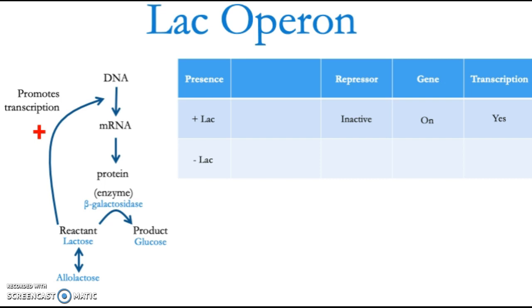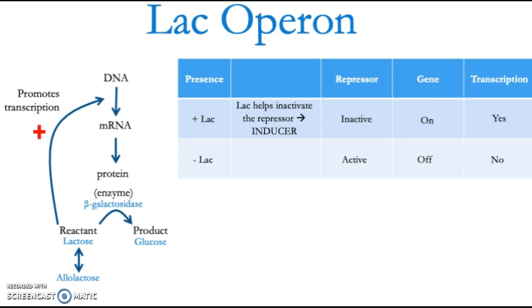So in the trp operon, we were looking at tryptophan as a co-repressor, tryptophan helping the repressor function. In this case, we want to do the opposite. Lactose needs to somehow inactivate the repressor, and that's going to make it what is known as an inducer, because it induces or causes transcription to occur. So with lactose, we do have transcription. Without lactose, there's no reason to make beta-galactosidase to break it down because you don't even have it in the first place. So we'll want the gene to be off, the repressor to be on.